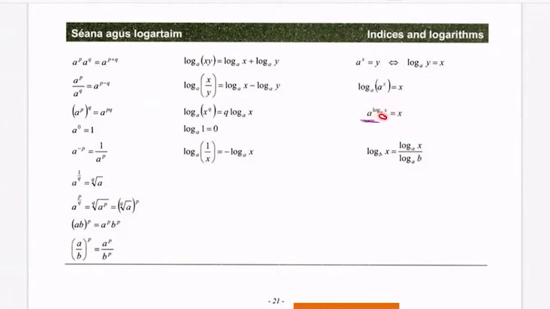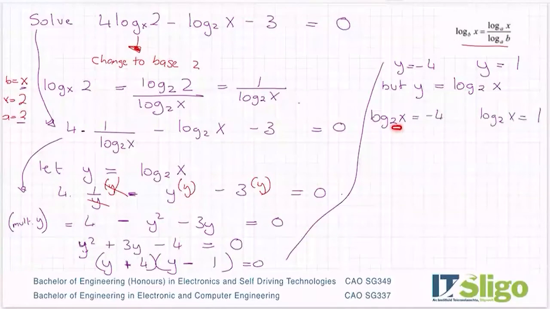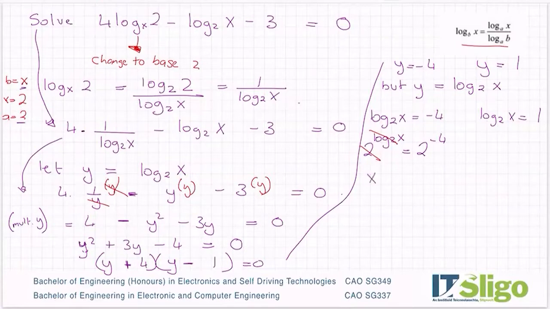I match the base and raise everything to that base. My base is 2, so if I raise everything to the base 2, what I do to one side, I have to do to the other. What you'll find is log to the base 2 and 2 cancels, and you're left with just x being equal to 2 to the minus 4, which you can put into the calculator, and it's 1 over 2 to the power of 4, or it's 1 over 16.